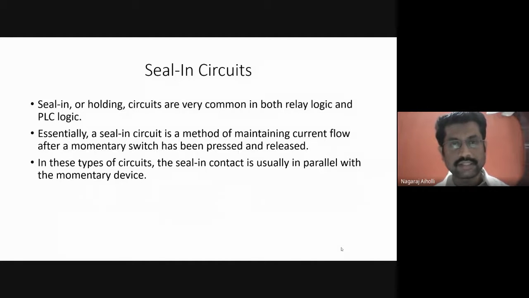A seal-in circuit is a method of maintaining the current flow when the switch is released. After the switch has been pressed and released, even when the switch is in the released condition, the current is still maintained with the help of these circuits, and such circuits are called seal-in circuits. When the switch is pressed, the current flows. When you release the switch, it is in the open position, so current will not flow. But when seal-in circuits are used, the current is maintained in the path of the circuit. That is the application of seal-in circuits.